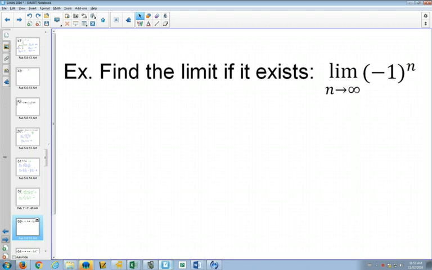What happens to this as n gets really, really big? As n gets big, it's either going to be odd or even. It's just going to keep switching between the two, right? Can you see that the answer switches between being positive 1 or negative 1? Since it's not getting closer and closer to a certain value, it keeps switching between the two. This one does not exist.